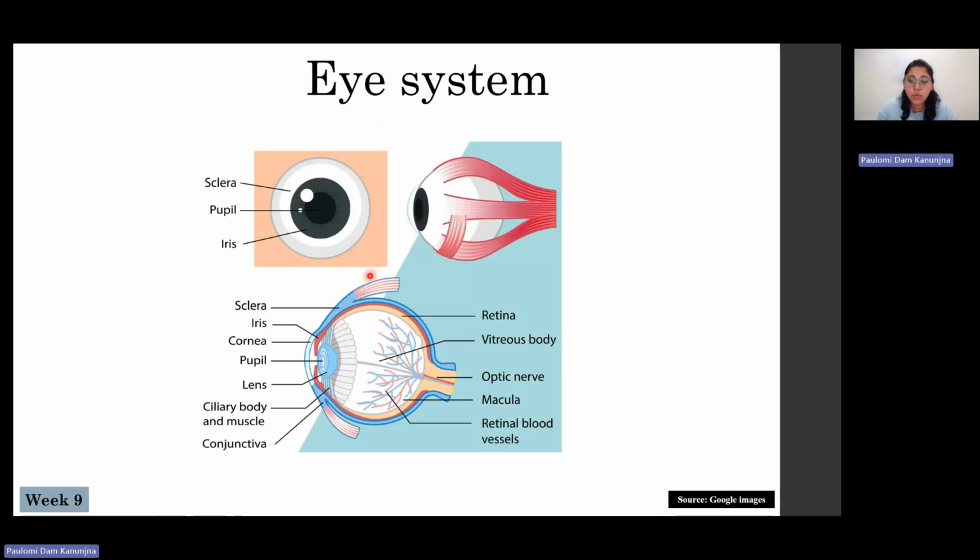So in eye system, we saw the retina, we saw the iris here, we have the sclera, which is in front, you have the cornea, which is here, then you have the pupil, lens, which is covering ciliary body, conjunctiva, and the retina where the image is actually formed, and vessels which are taking the information to the brain. So all of these we have looked into.